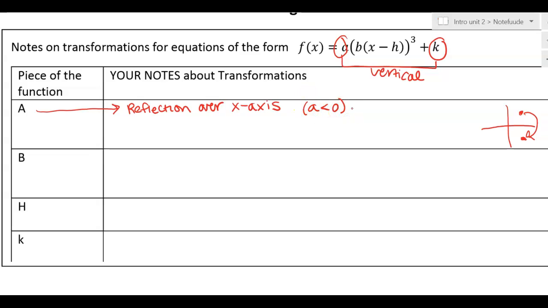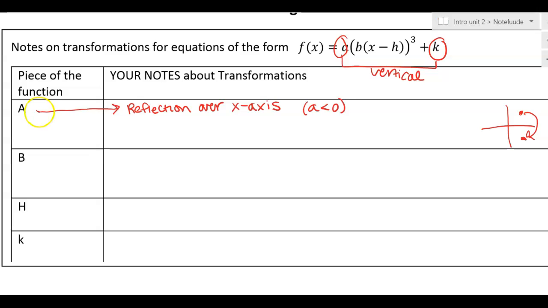If you don't like seeing that in your notes, like that notation, A is less than 0, what would you write down to say what I'm talking about A? If A is less than 0, what am I saying about A? It's negative. Okay, so if that sits better with you, then write when A is negative. Okay? All right, so one thing A controls is the reflection. The reflection is only if it's positive, it's not reflected. If it's negative, it is reflected over the x-axis.